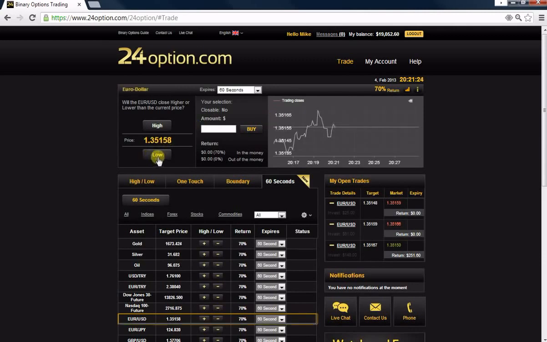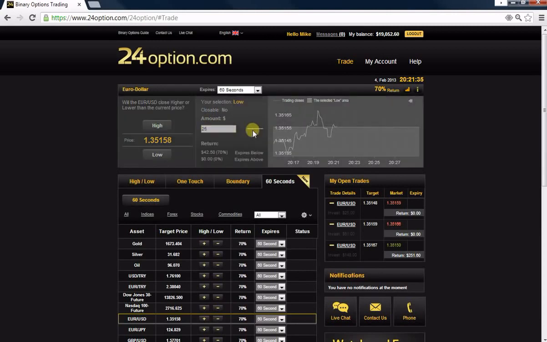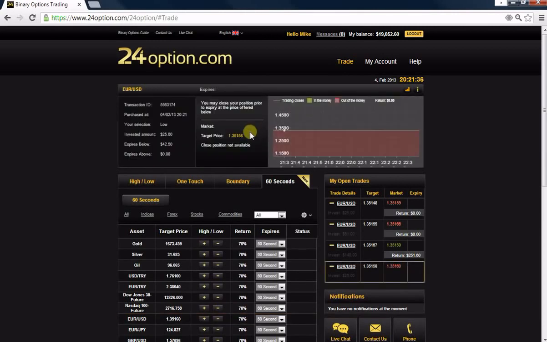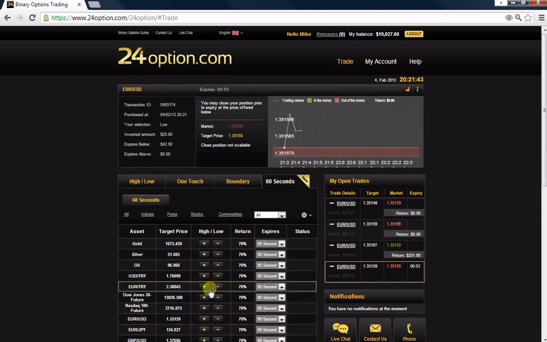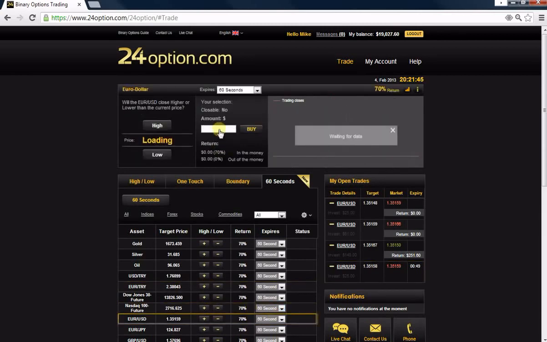Okay, so now we're going to go again, Euro US dollar. We're going to go with a put, pardon me, and we're going to start again at $25, and we're going to purchase this. And again, we're going to get the next trade ready. Don't forget that you actually have to click this in order to prepare the next trade.